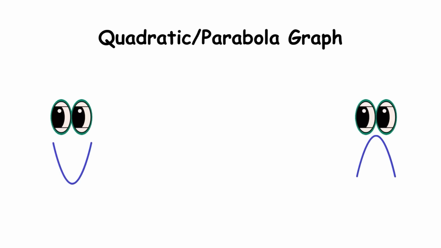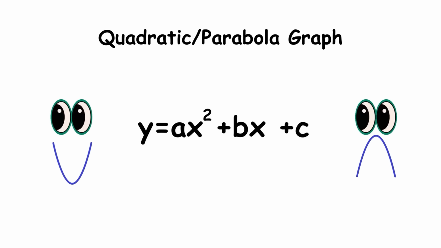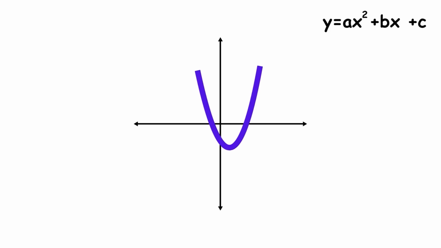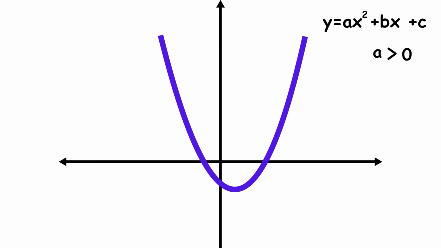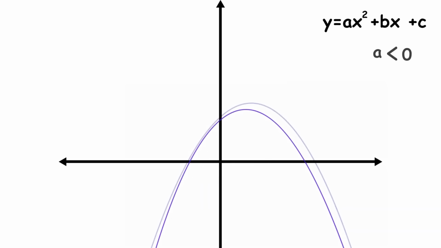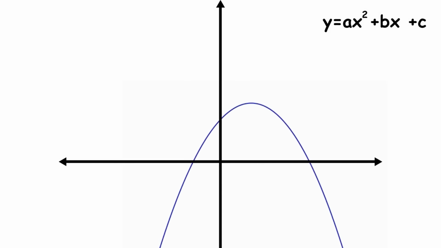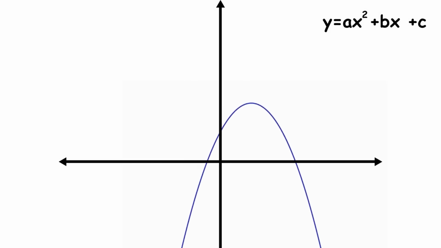A quadratic graph comes from a second-degree polynomial function, y equals ax squared plus bx plus c. Every quadratic graph is a parabola, which is a roughly U-shaped curve. If a is positive, then the parabola opens upward. If a is negative, then the parabola opens downward. The greater the magnitude of a, the more sharply the parabola bends.